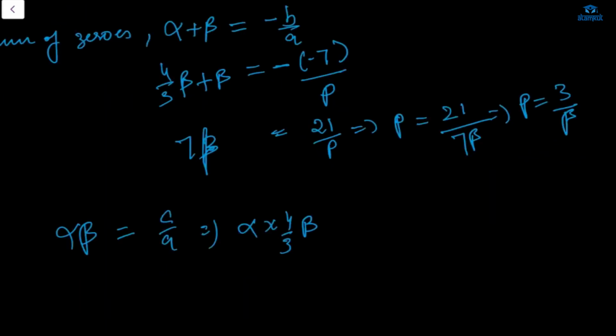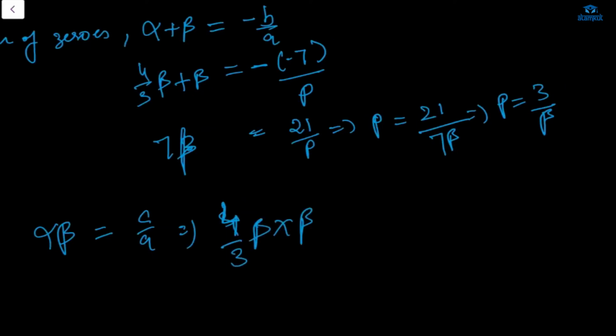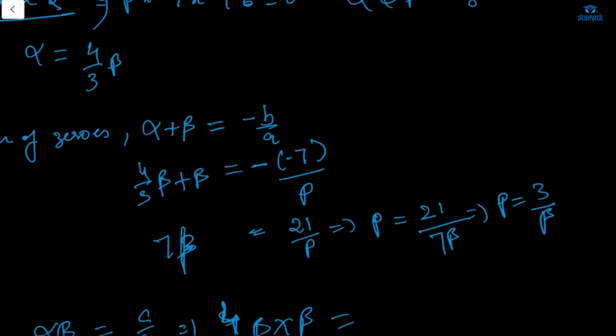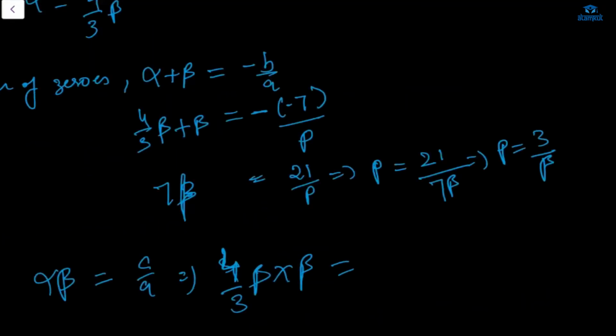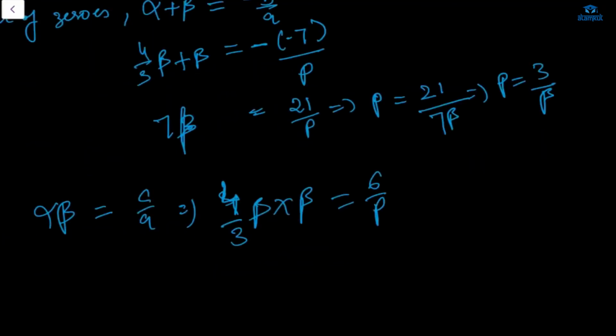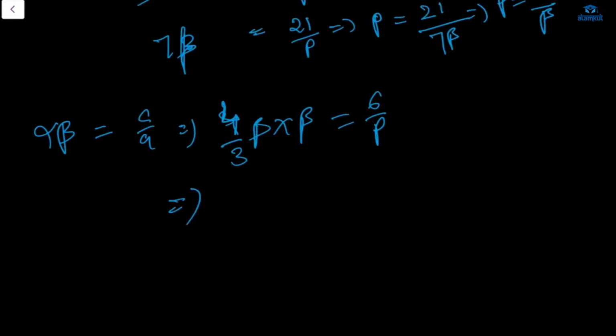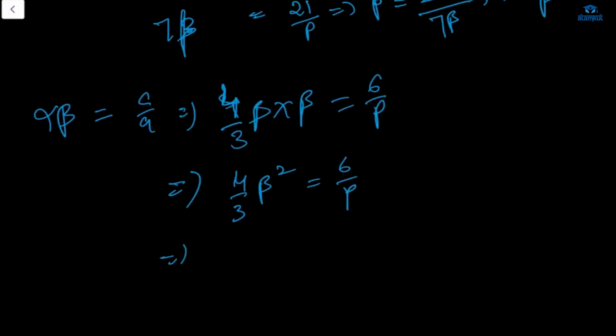Now from here, what will you get? Alpha value will be 4 by 3 beta multiplied by beta, which will be equal to c by a. The c value in the equation is 6, so 6 by p. So we multiply beta, and it will be 4 by 3 beta square is equal to 6 by p, which implies that p is equal to 6 by 3 by 4 beta square.